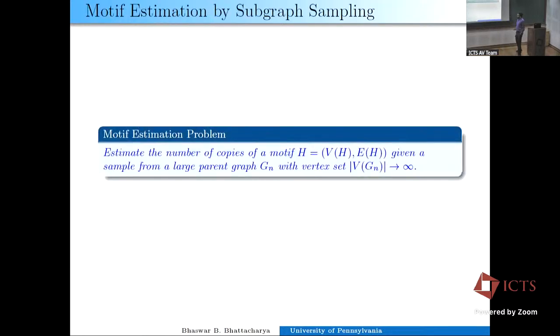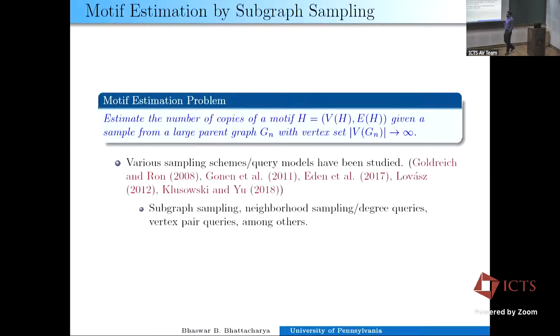So here is the motif estimation problem. I have a motif H, a fixed shape, and I want to estimate the number of copies of H given a sample from a large parent graph Gn. There has been a series of work over the last several years trying to understand this problem.